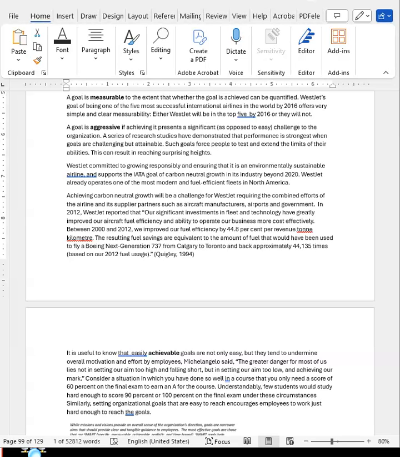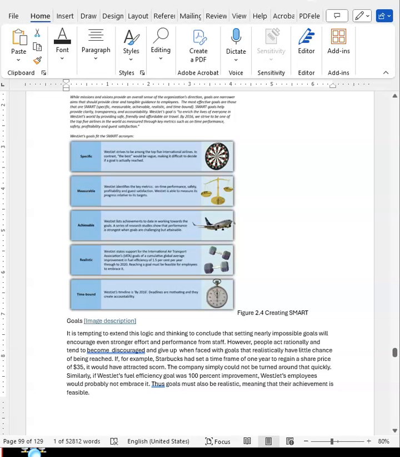Consider a situation in which you have done so well in a course that you only need a score of 60% on the final exam to earn an A for the course. Understandably, few students would study hard enough to score 90% or 100% on the final exam under these circumstances. Similarly, setting organizational goals that are easy to reach encourages employees to work just hard enough to reach the goals. Figure 2.4 Creating SMART Goals, Image Description.